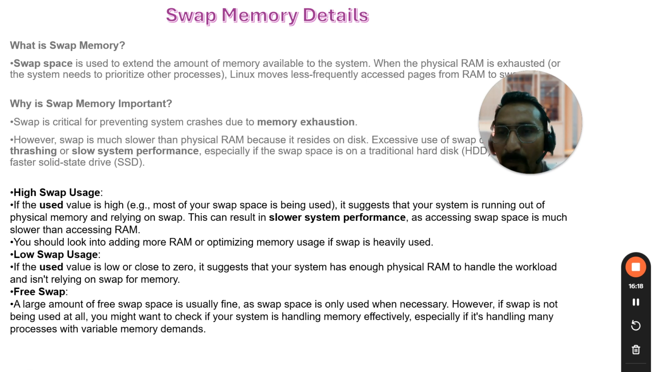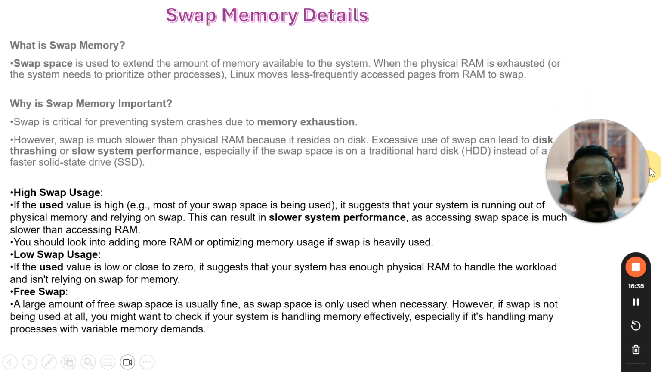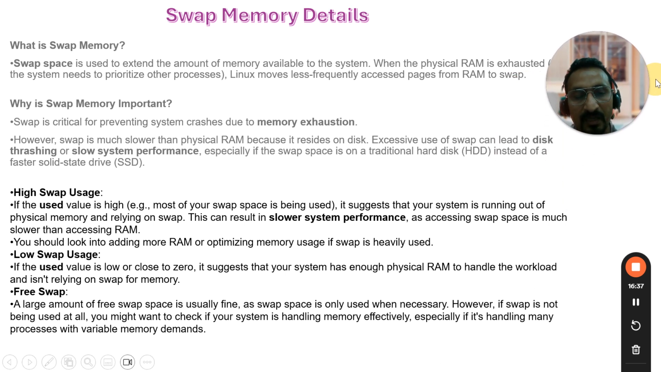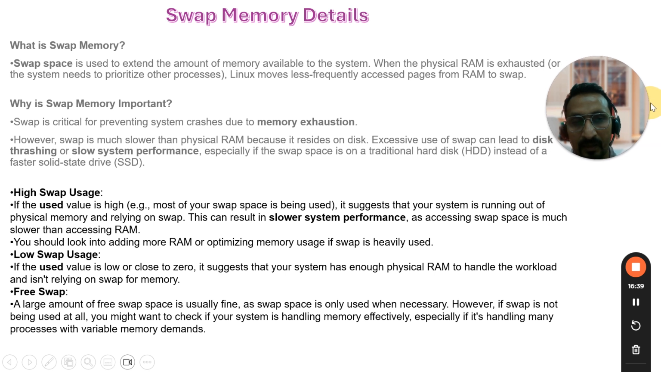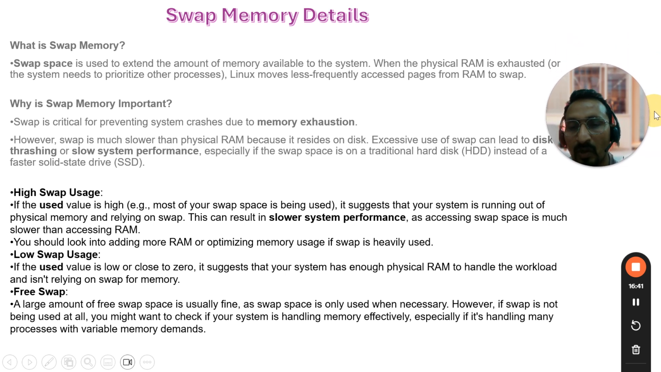Okay, now coming to the swap memory details. So what is the swap memory? Swap memory is nothing but an additional RAM, an additional memory. In most of the systems this is not a high performing memory. It's something like an HDD, right? Now the question is, when is the swap memory used?